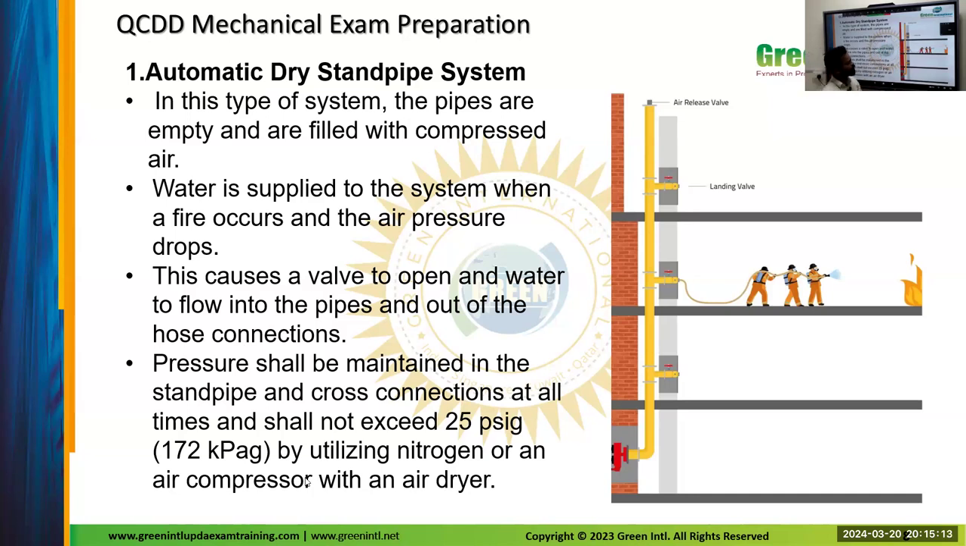So automatic dry standpipe systems. In these automatic dry standpipe systems, there will be purged air, meaning pressurized air or nitrogen will be pressurized in this standpipe system, and water will be supplied through the connection to the tank or from the municipal connections. So in this type, the pipes are empty and are filled with compressed air. Normally compressed air or nitrogen, either of these will be used. Water is supplied to the system when a fire occurs, and the pressure shall be maintained in the standpipe system across the section and should not exceed 25 psig, 172 kPag.